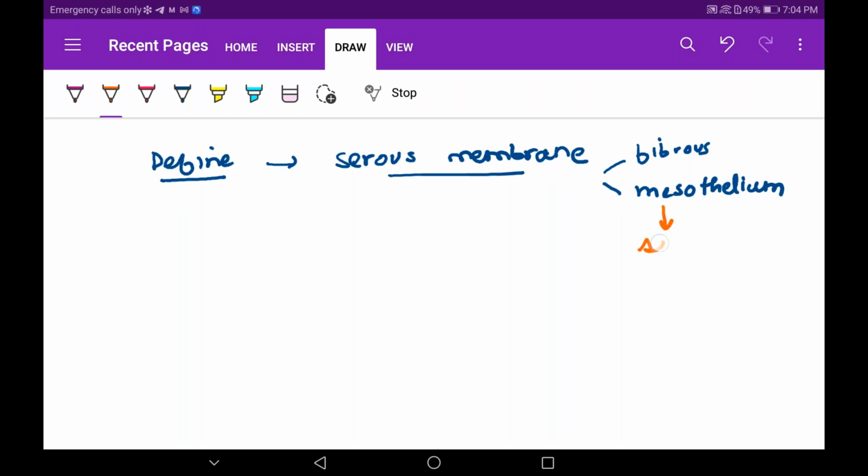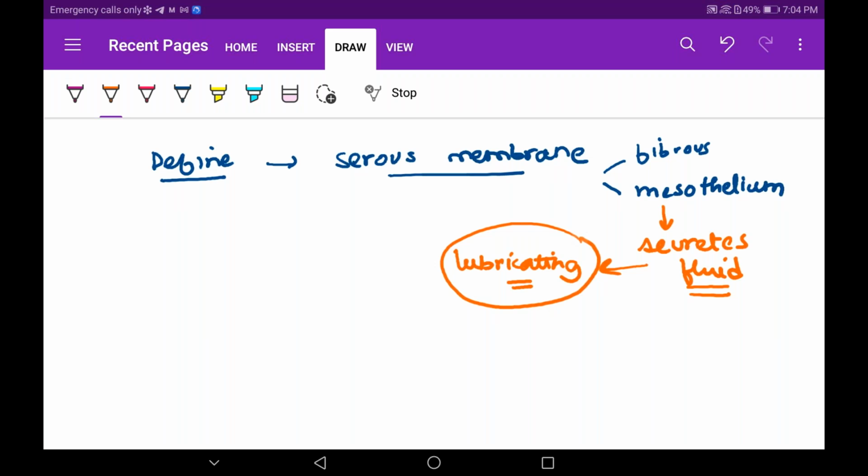Mesothelium secretes fluid. So what is the purpose of secretion of this fluid? It helps in lubricating the abdominal cavity so that the organs are mobile. God has given this mechanism to us, right? We have bowel movements, we have all these movements. So we have peritoneum, which consists of this mesothelium, which causes the lubrication because it secretes fluid. Till here you have understood what is peritoneum. Serous membrane, nothing much.